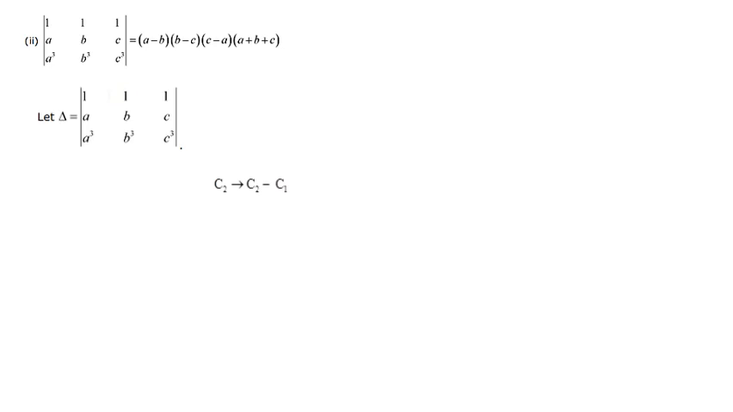So 1 minus 1 becomes 0. In the same way, C3 changes to C3 minus C1. After doing this operation, the determinant becomes 1, a cube, first column remains the same, and the second column 1 minus 1, that is 0. Then next is b minus a, next b cube minus a cube. Next 1 minus 1, that is 0, c minus a, then next is c cube minus a cube.